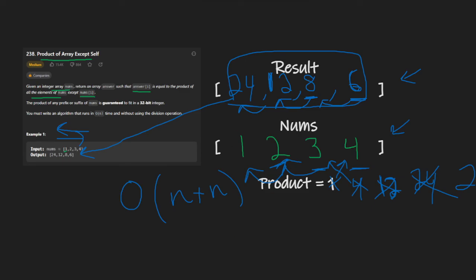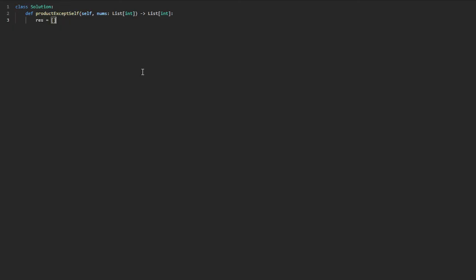Let's code it up. Okay, so like I said, we're going to have an empty result array, and then set product to 1. We then do our first loop like this, and append the product to the result array. So result dot append product, and then we update the product by doing product equals product times n, right? So that'll update the product.